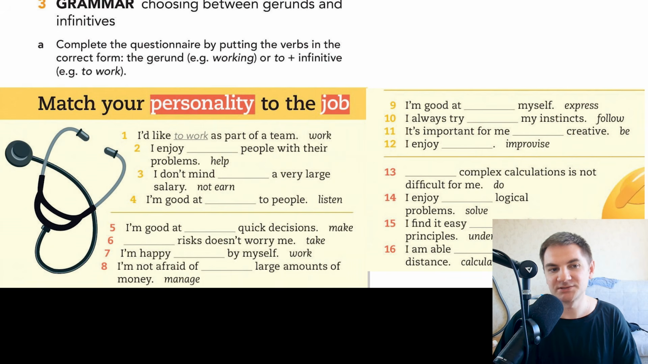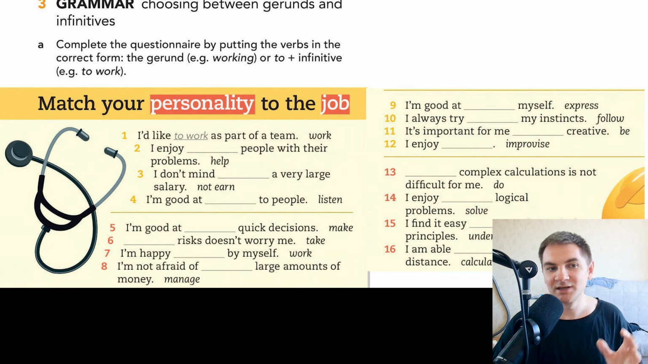Grammar part, gerunds and infinitives, personality questionnaire. In English we often use two different forms after verbs. The gerund, verb plus ing, like working, cooking, running, or the infinitive with to, like to work, to cook, to run. Knowing which one to use can be tricky, even for advanced learners. But don't worry, just practice.